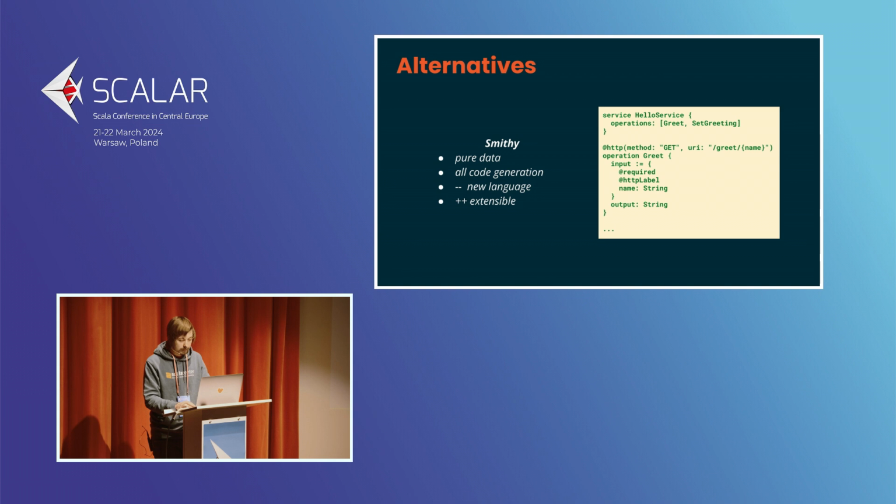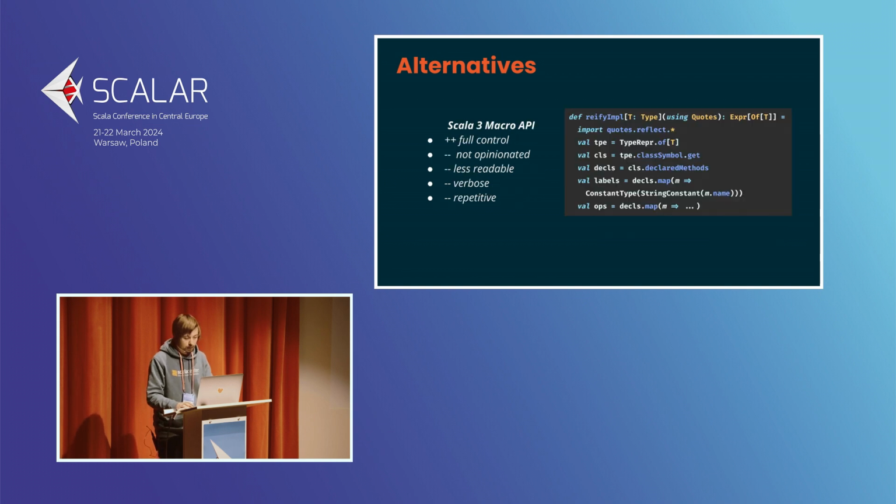Then there's the thing I mentioned earlier, Smithy. Smithy's like a separate programming language, but it's specialized to generating these services. So it's good because everything's just pure data, and it generates code for you, and what's good is that you can extend it to basically have whatever protocol you want. But the downside is that it is a new language. And then the final argument is, why would I use this mirror thing and not the macro API?